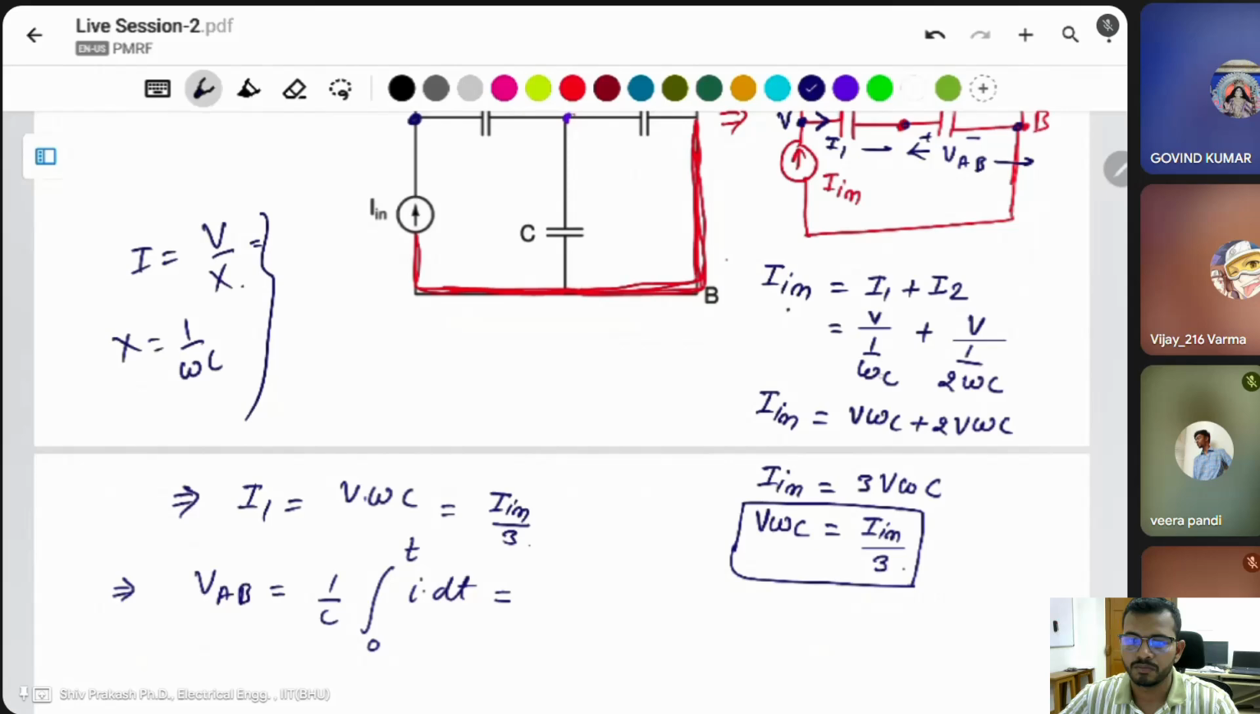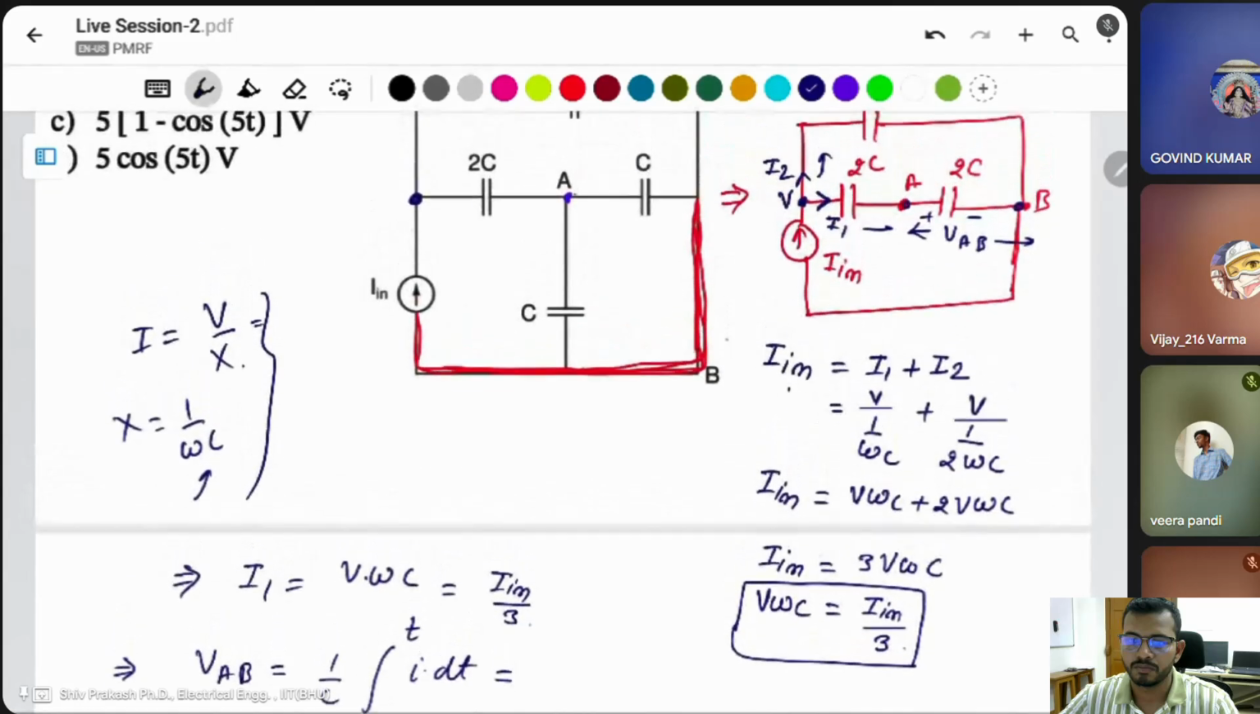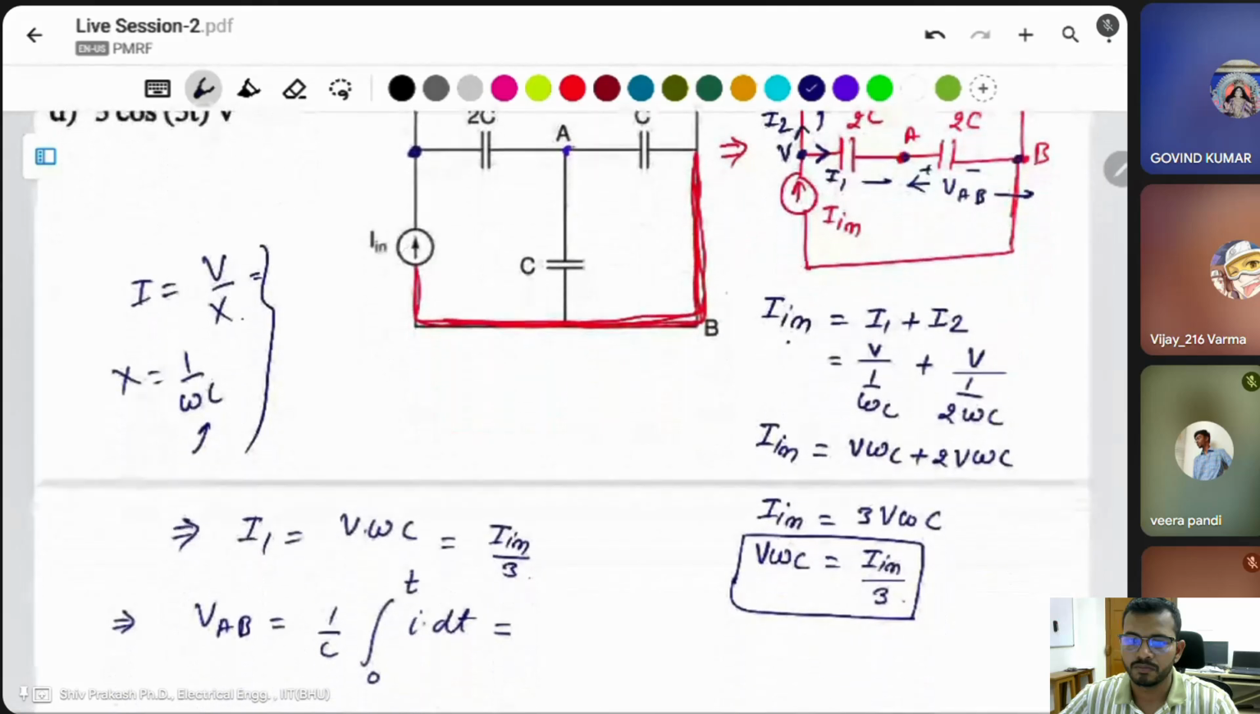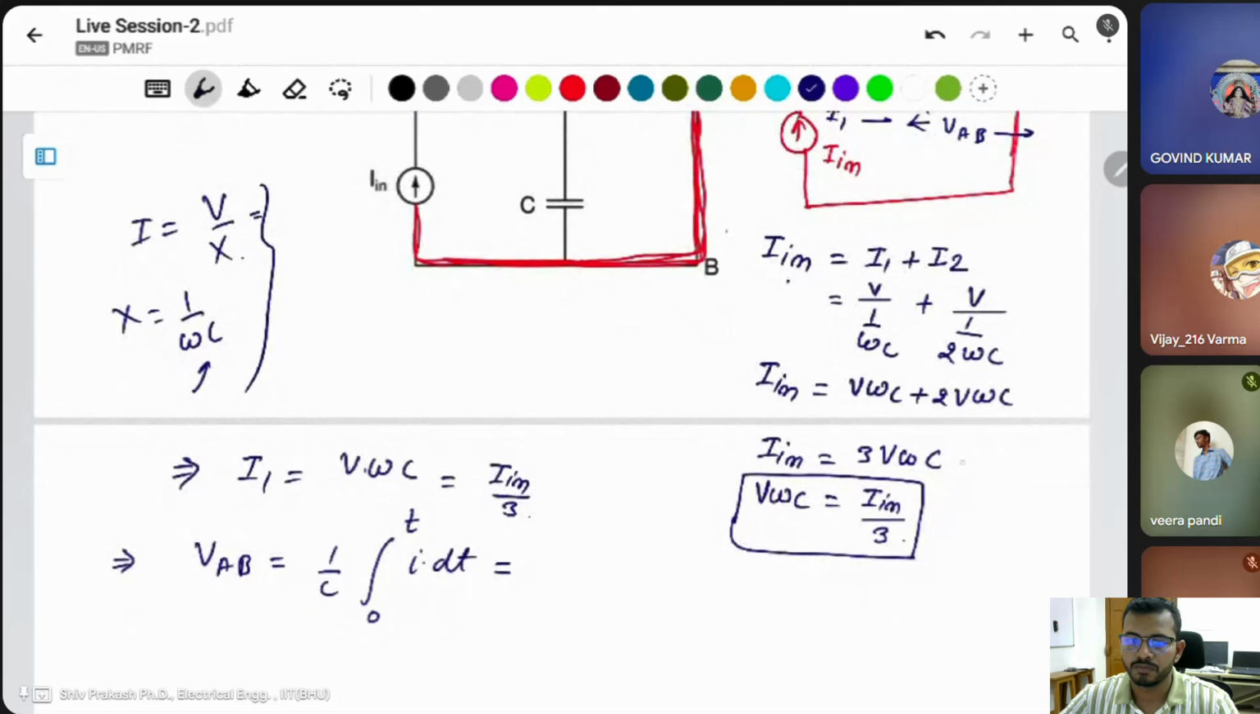I1 is V by XC. XC is 1 by omega C, but C is different. This is C and 2C connected in series, so there is a total C only in the capacitor case. Then 1 by omega C here, and this is 1 by 2 omega C because of 2C. Then total I in is 3 omega C. Then V omega C I find from here: V omega C is equal to I in by 3.